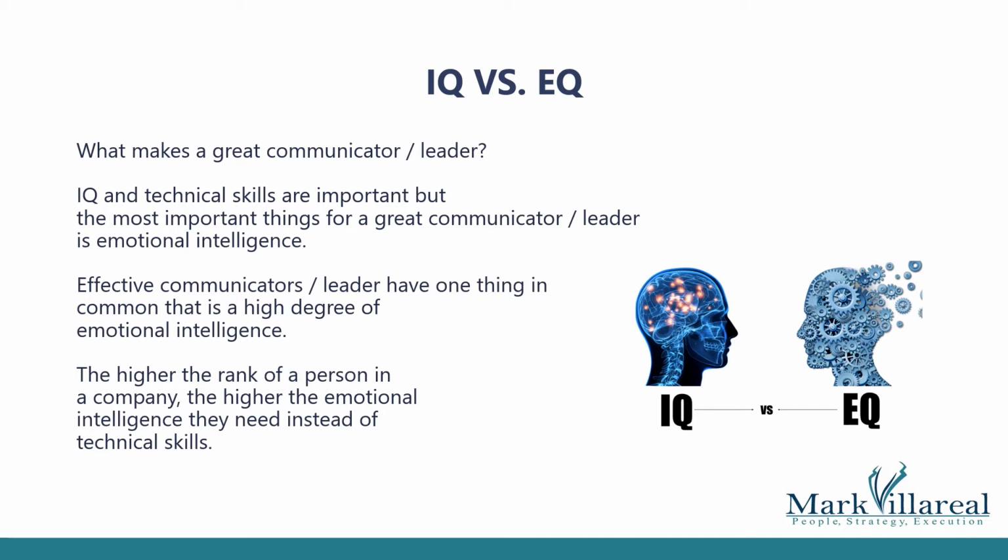IQ and technical skills are important, but the most important things for a great communicator and or leader nowadays is emotional intelligence. Effective communicators and or leaders have one thing in common, and that is a high degree of emotional intelligence. And in fact, the higher the rank of a person in a company or organization, the higher the emotional intelligence they need instead of technical skills. So this is a driving factor now in organizations today, that CEOs, in fact, have to have a high level of emotional intelligence, that their 5 components make up a high EQ score.